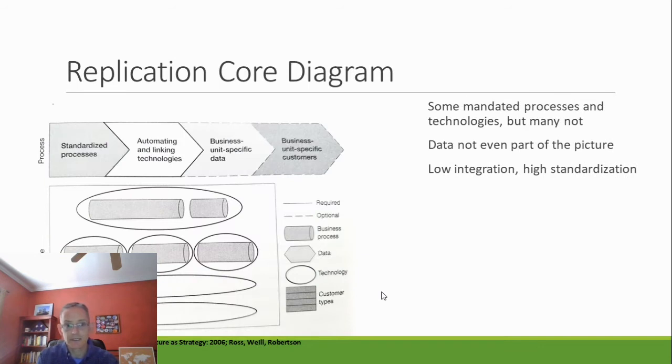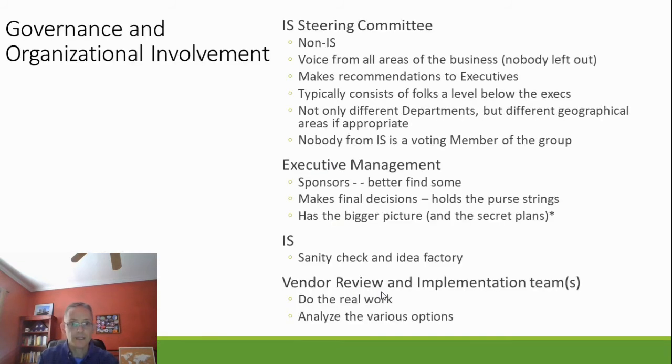And then replication: you've got a kind of company where you're just moving it, replacing it, and adding stuff in. You see the business processes there, separated. There's technology around each of them, but data really isn't even part of the picture here. You've got low integration, high standardization, but low integration of the data. And then all throughout this, you've got governance. And this is just a chart to talk to.